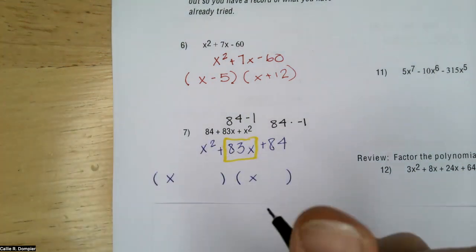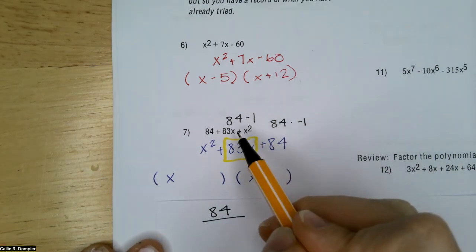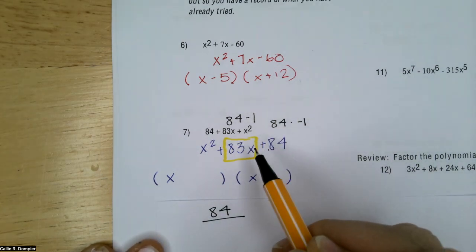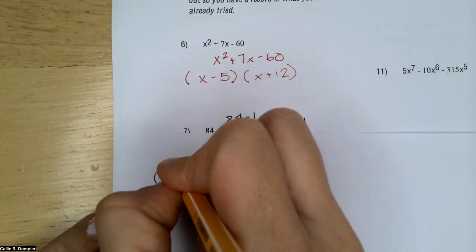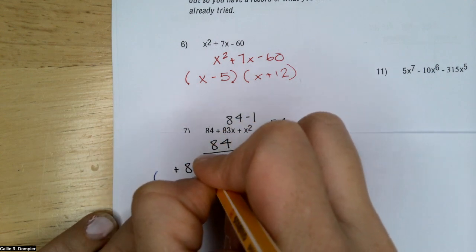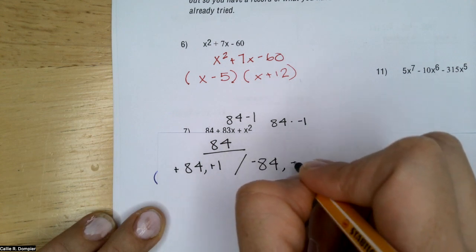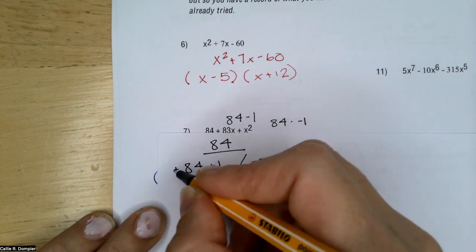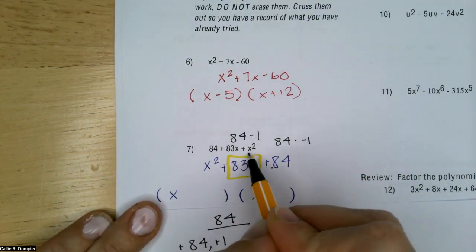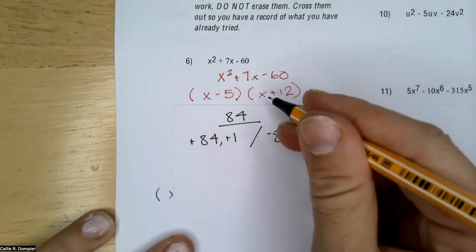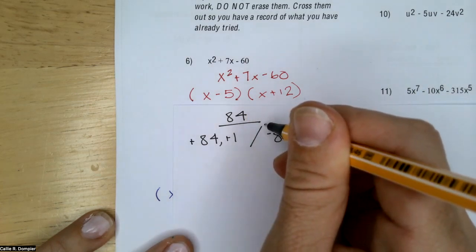What are my options? What are the factor pairs of 84? Remember, this is positive. If your C is positive, that means your factors could either be positive 84, positive 1, or negative 84, negative 1, right? Two negatives make a positive and two positives make a positive. And then remember your B term, that's positive. So if your B term is positive, you're not going to say negative 84 plus negative 1, right? You're only going to take the positive 1.